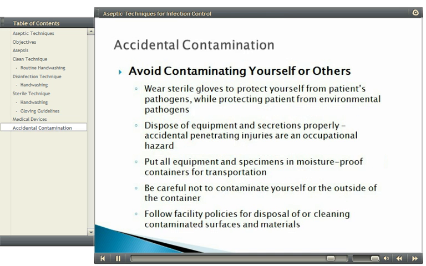Accidental contamination. Avoid contaminating yourself or others. Wear sterile gloves to protect yourself from patient's pathogens while protecting patient from environmental pathogens. Dispose of equipment and secretions properly. Accidental penetrating injuries are an occupational hazard. Put all equipment and specimens in moisture-proof containers for transportation. Be careful not to contaminate yourself or the outside of the container. Follow facility policies for disposal of or cleaning contaminated surfaces and materials.